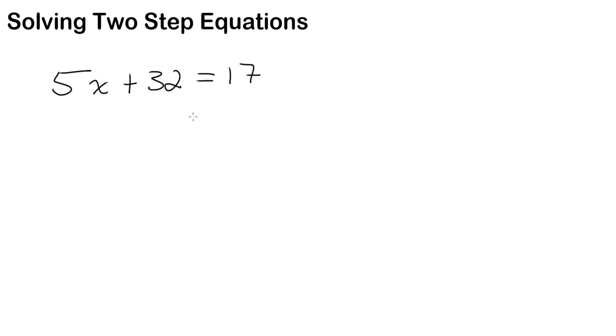In this video, we're going to look at the process for solving two-step equations. So let's go ahead and take a look at our first example. We have here 5x plus 32 equals 17. We know, like with any equation, the way we solve is by isolating our variable.